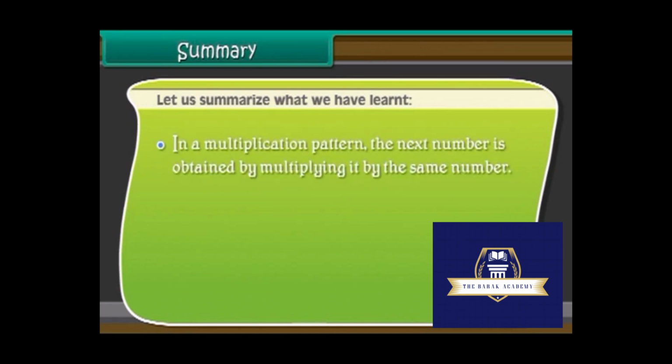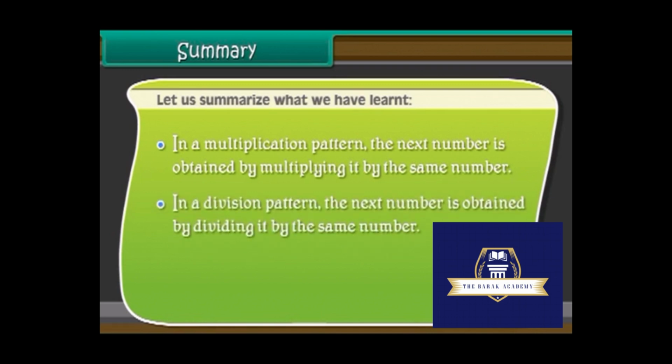In a multiplication pattern, the next number is obtained by multiplying it by the same number. In a division pattern, the next number is obtained by dividing it by the same number.